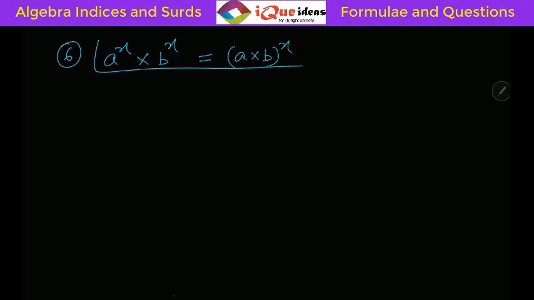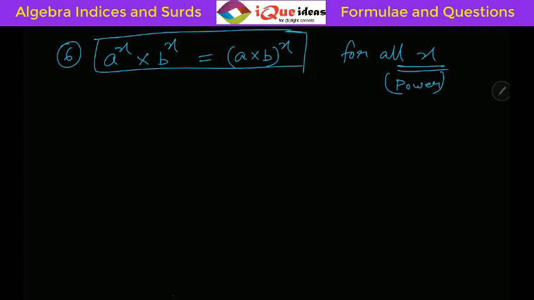Right? So this is again a very important rule. Please understand that this rule is applicable for all values of x. So whether x is positive or negative or a fraction, it is useful for all the values. Let's say for example, if it is a raised to x divided by b raised to x, it will become a by b whole to the power x. Right?